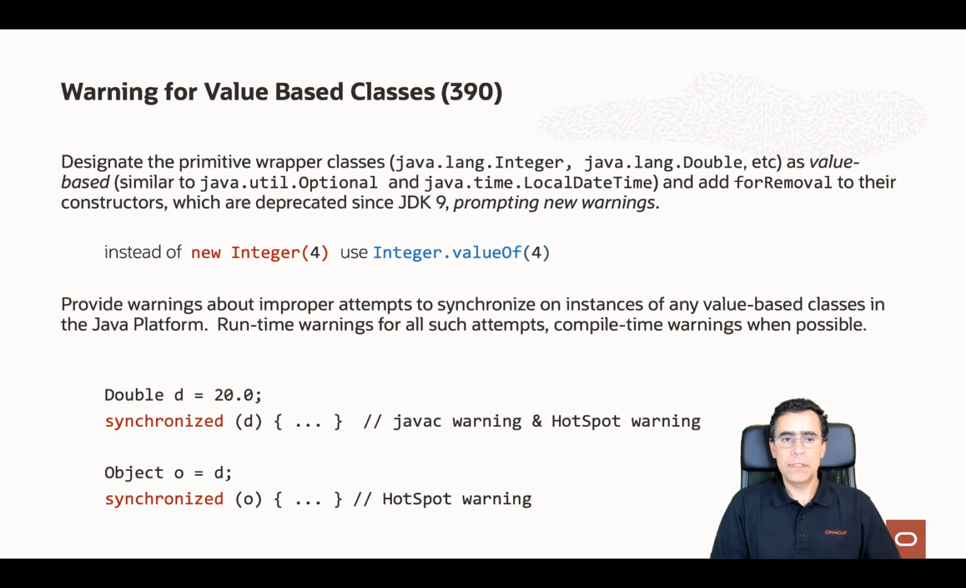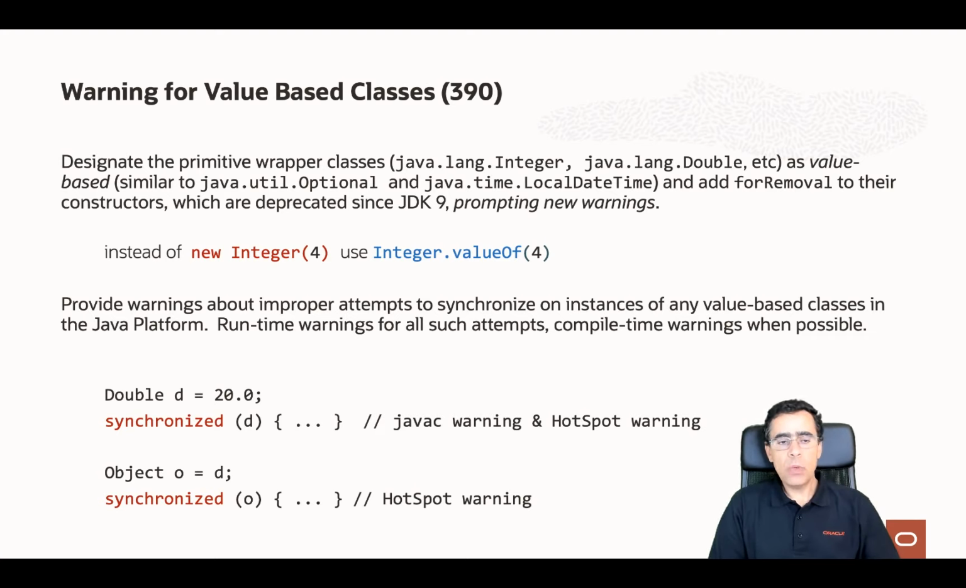Primitive wrapper classes, such as java.lang.Integer or java.lang.Double, satisfy most of the requirements to be designated value-based, except that they continue to expose public constructors, even though they have been deprecated since JDK 9. With this JEP, we are not only deprecating them, but we're adding the tag forRemoval equals true, signaling that we intend to take those constructors away. You're supposed to rely instead on the factory methods for those classes. That's the example on the slide.